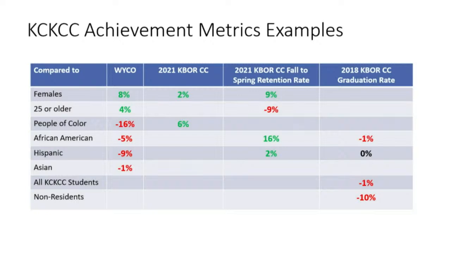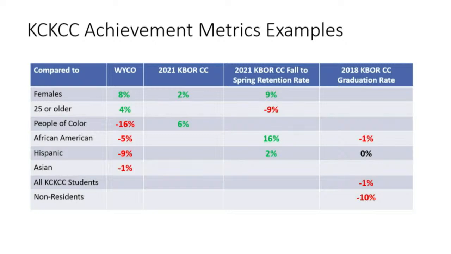So, for example, with females, we are overpopulated compared to Wyandotte County. It's not necessarily a bad thing. We enroll more female students, and we retain more female students than our peers. So, from that perspective, but it doesn't mean that we have fully addressed the issues in terms of gender equity and parity and things like that.